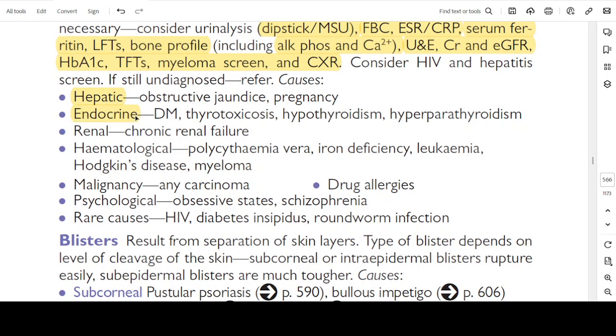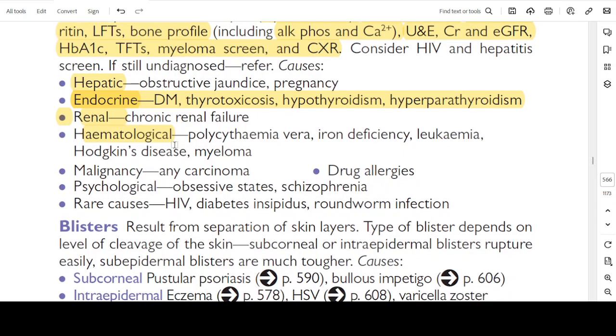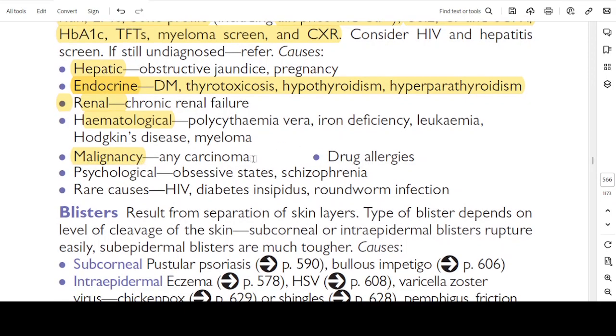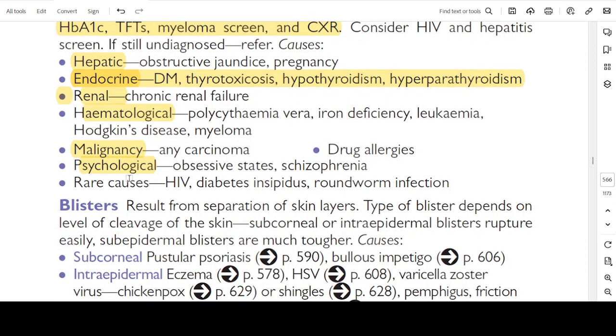Causes of pruritus without any skin lesions are hepatic causes, obstructive jaundice or pregnancy; endocrine causes like diabetes, thyrotoxicosis, hypothyroidism, hyperparathyroidism; renal causes like chronic renal failure; hematological causes like polycythemia vera, iron deficiency or leukemia. So if hemoglobin is high, as in polycythemia vera, there will also be itching. If iron deficiency is there, itching will be there. In leukemia, Hodgkin's disease and myeloma there will be itching. Malignancies, any carcinoma, will cause itching. Drug allergies, psychological causes, obsessional states and schizophrenia. Rare causes are HIV, diabetes insipidus and roundworm infestation.